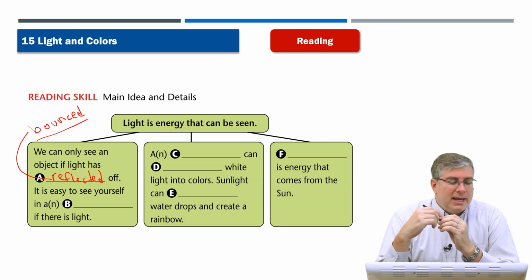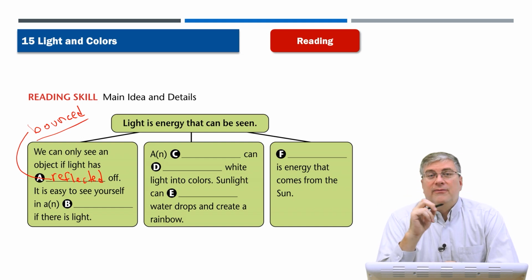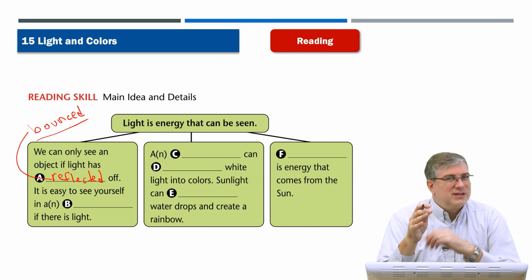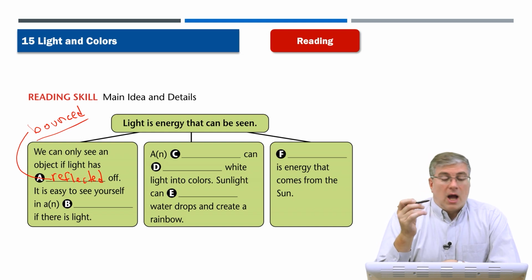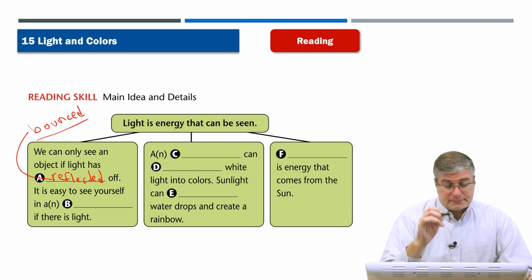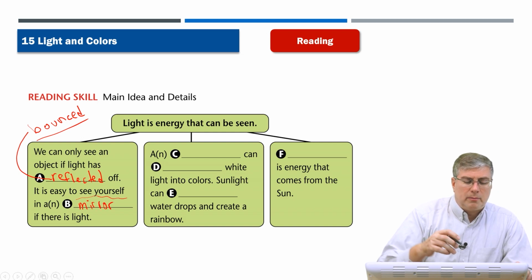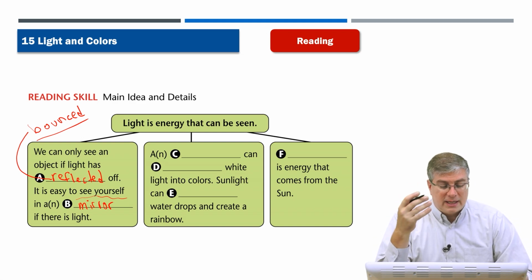Okay, so it is easy to see yourself in a mirror if there is light. What did we see in the reading passage? It's kind of an indirect reference, but of course, the obvious answer, and we talked about it in one of the main ideas of this unit, is that if you look in a mirror, right, you can see yourself. So that's obviously the answer, a mirror. And in the reading passage, it said, mirrors reflect light. If there's light, you can see in a mirror.